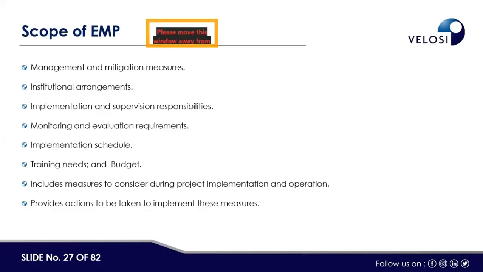EMP as well. Then it includes measures to consider during project implementation and operation, and provides the actions to be taken to implement these measures. For example, if after the evaluation or review of the EMP we feel there is still room to improve the implementation, then we have to provide the action to be taken to implement these measures as well.